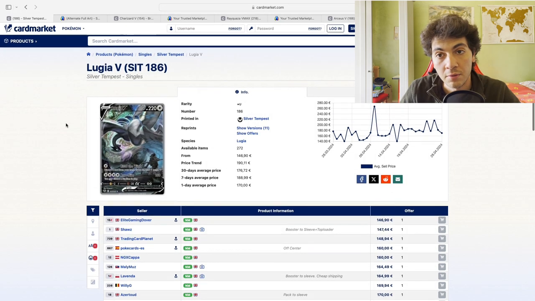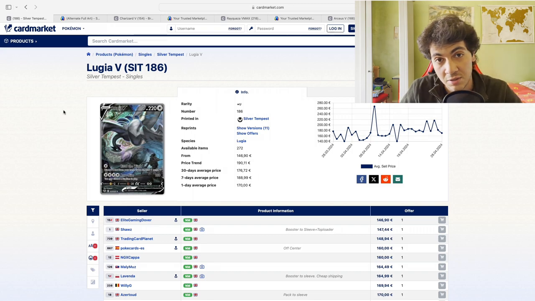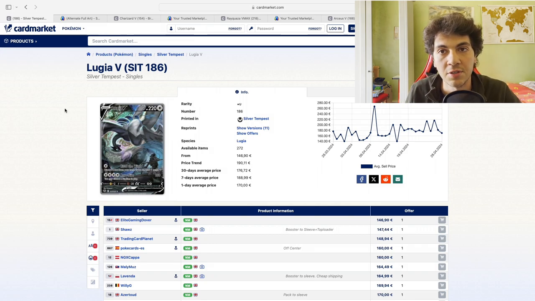And one thing worth saying, Silver Tempest just had a restock last week in the European Union. We're going to talk about that in an upcoming video on the channel. So we could potentially expect prices to drop even lower in the European Union. It's not a reprint, it's a restock. And after all, the Pokemon Company does not print in the European Union yet. So it'll be interesting to see how it's going to play out.